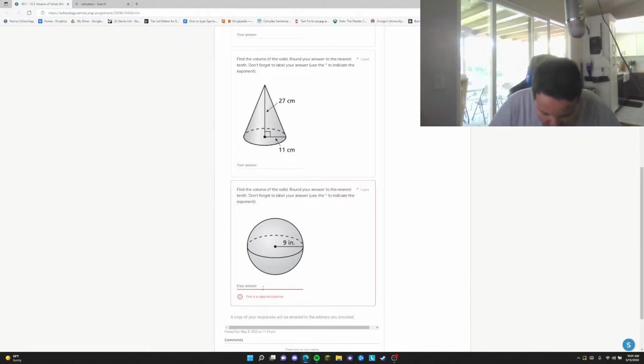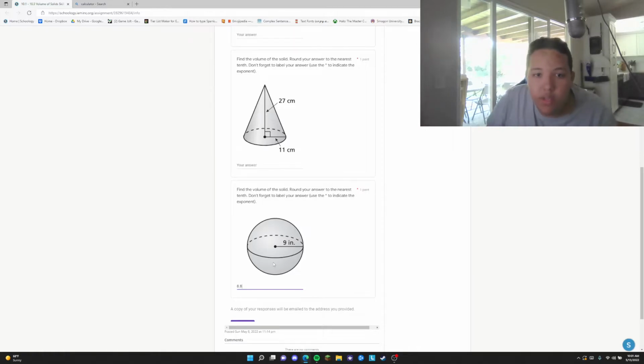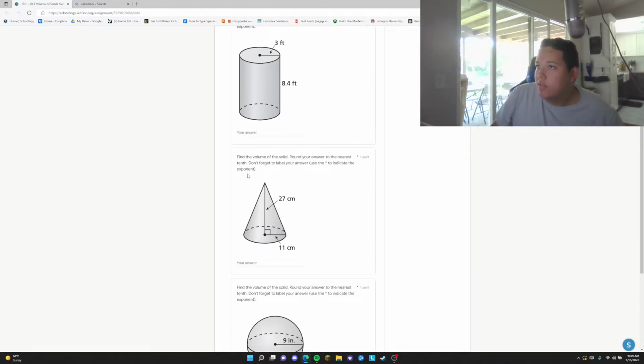Rounding it to the nearest tenth, that means it's 8.79, so it turns out to be 8.8. So we can write 8.8. I doubt you can see that. The viewfinder makes everything look really small. That's alright. It'll be fine.